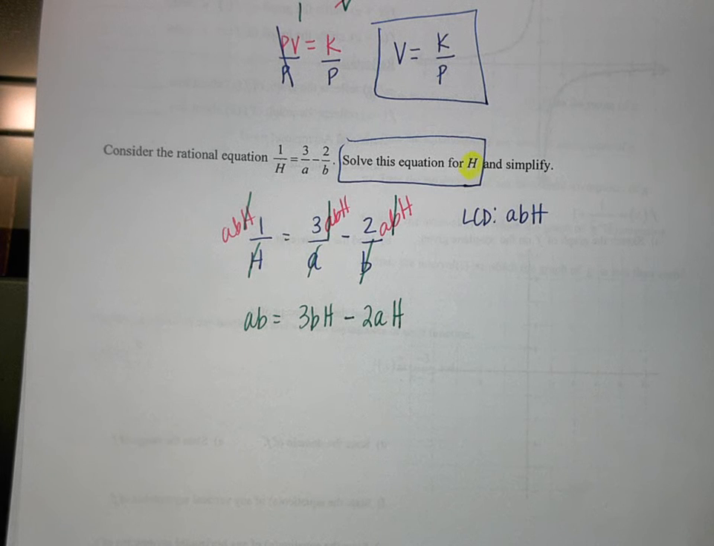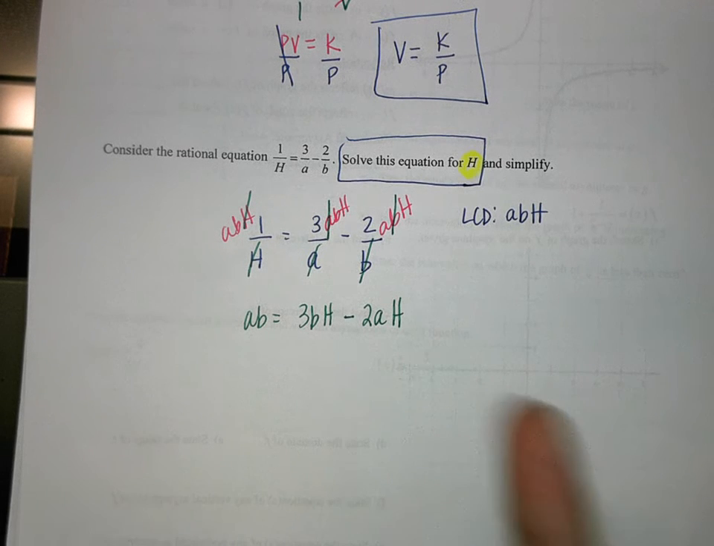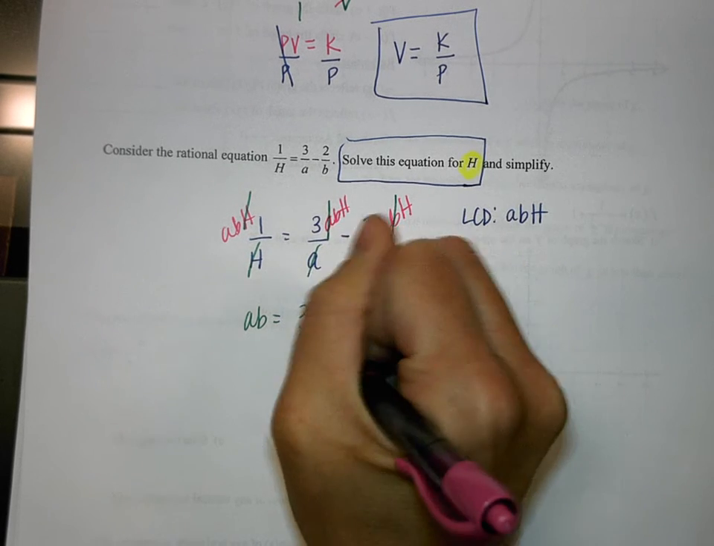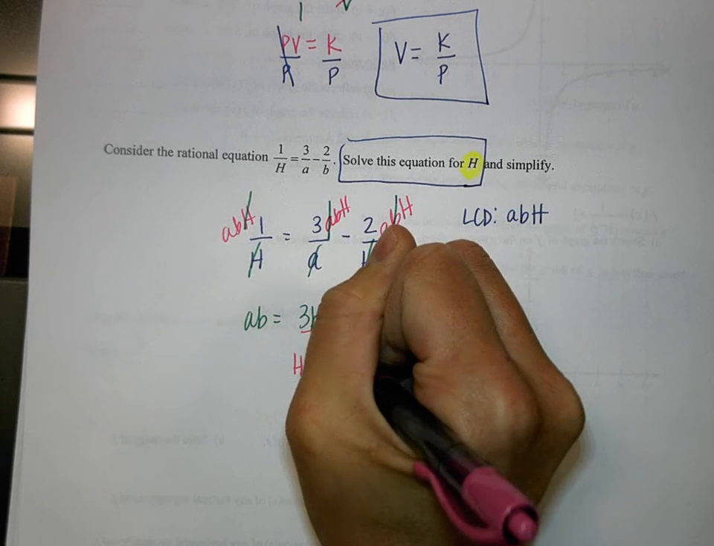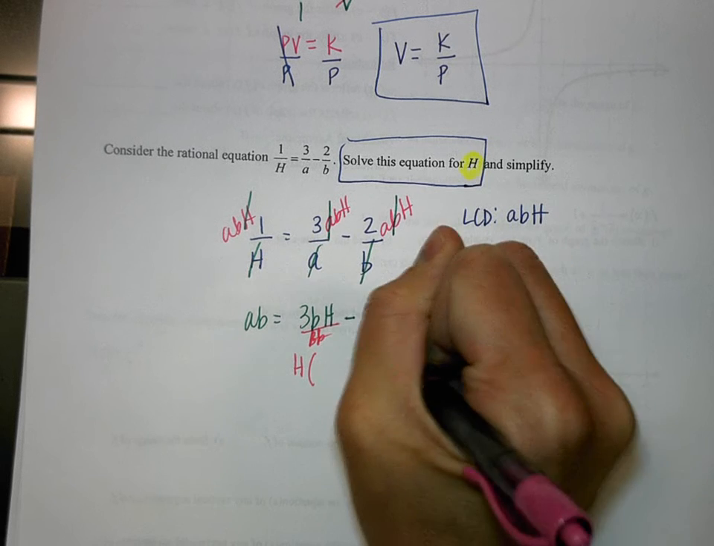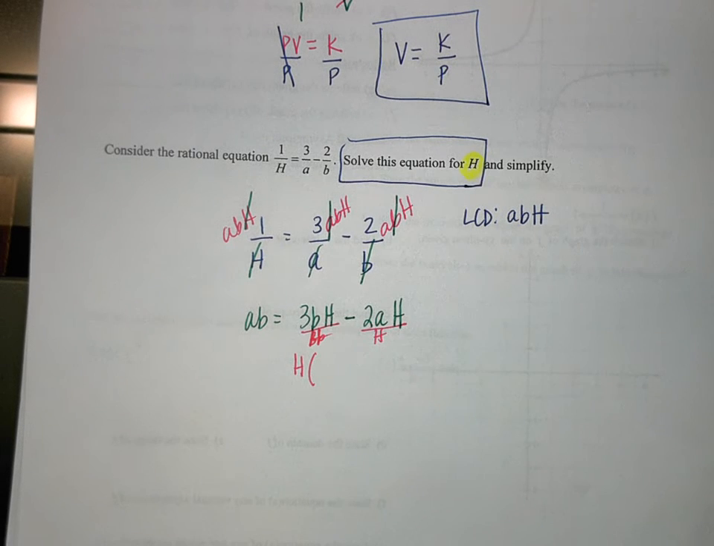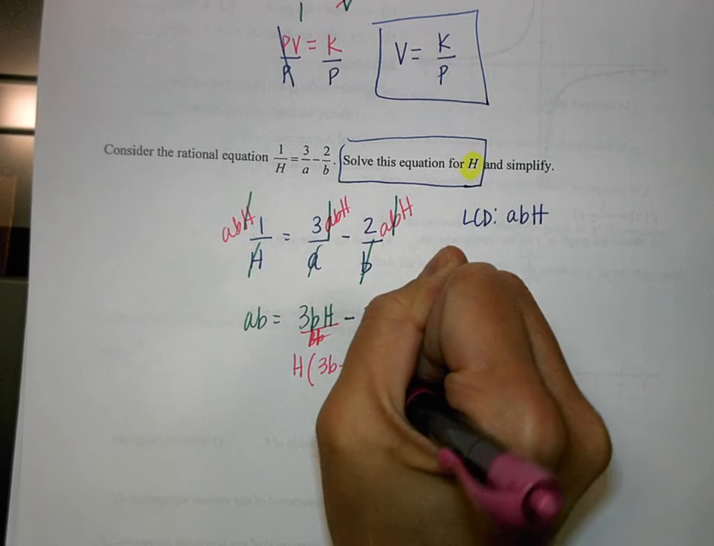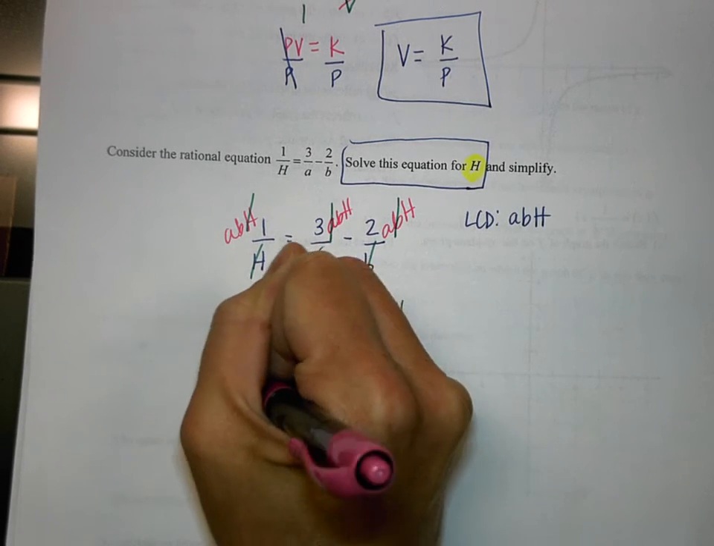So each of these have an H in common, correct? And so what I'm going to do is factor out that H because then it will be just 1H. So I'm dividing each of these by H. Do you guys agree? And so what am I left with when I do that? 3B minus 2A, in parentheses. And then I still have AB over here on the left.